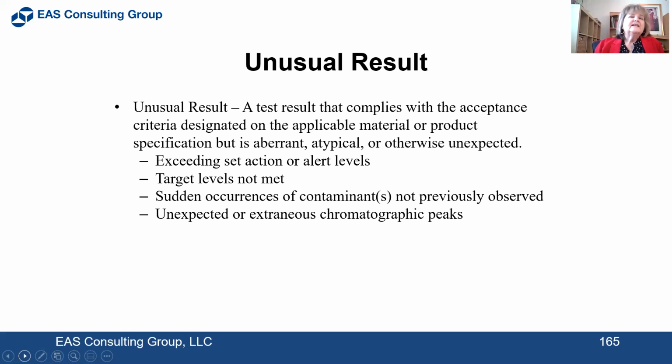Unusual result is a test result that complies with the acceptance criteria designated on the applicable material or product specification, but it is aberrant, atypical, or otherwise unexpected, exceeding your set action or alert levels, if the target levels are not met, if there is a sudden occurrence of contaminants not previously observed, or unexpected or extraneous chromatographic peaks.